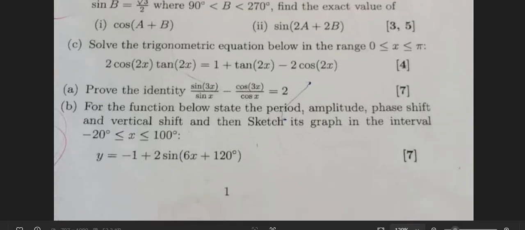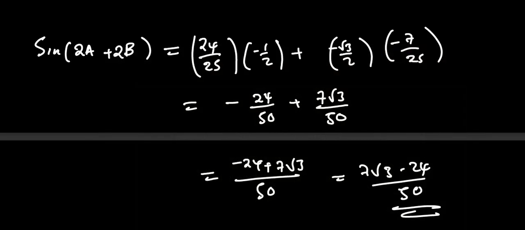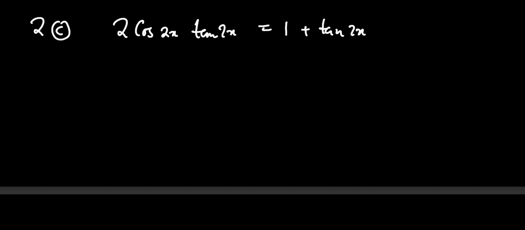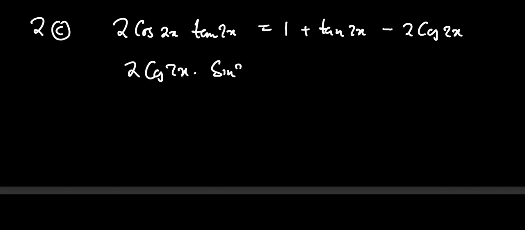The next question is an equation. They want us to solve this expression giving all the possible answers between 0 and 180. Those are the only answers that they want. So we're going to have the equation. This is question 2C, by the way. So our 2C is 2 cos 2x, we're having a double angle, then we have tan 2x, they're all double angles. This is equal to 1 plus tan 2x minus 2 cos 2x. We can have it as 2 cos 2x multiplying sin 2x.